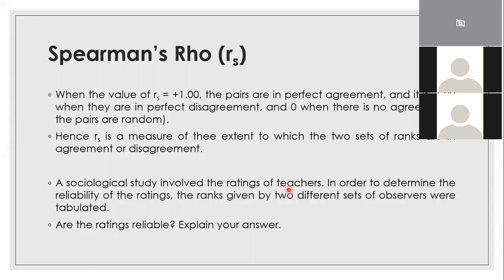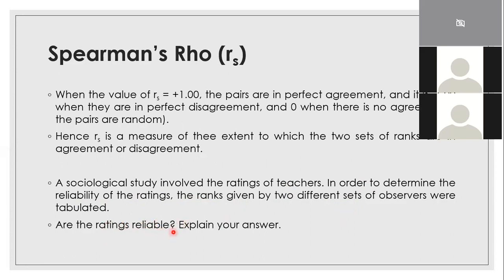So a sociological study involved the ratings of teachers. In order to determine the reliability of the ratings, the ranks are given by two different sets of observers, and those were tabulated. And the question is asked, are the ratings reliable?